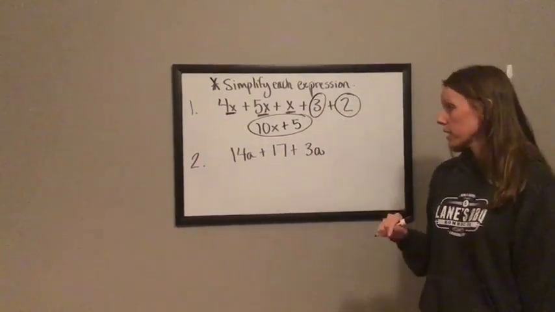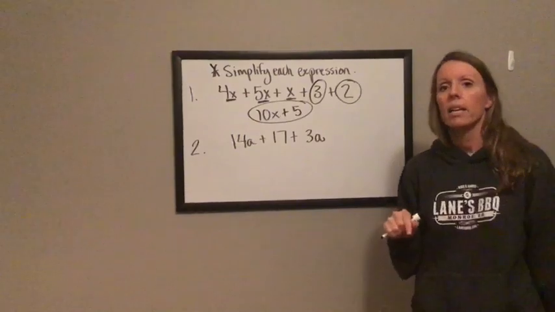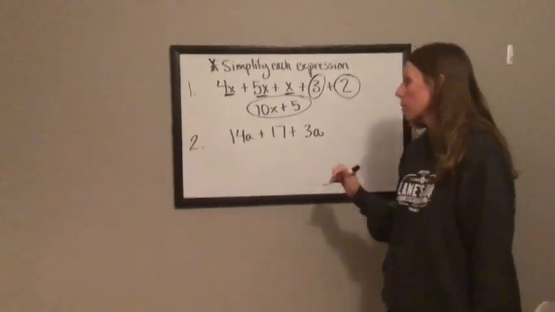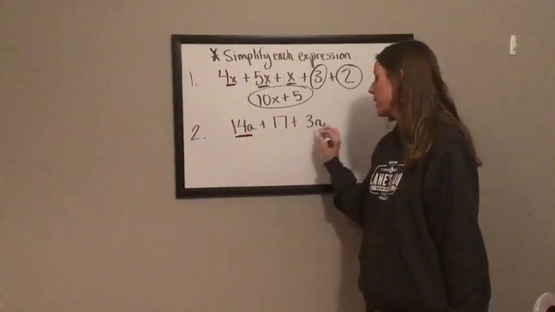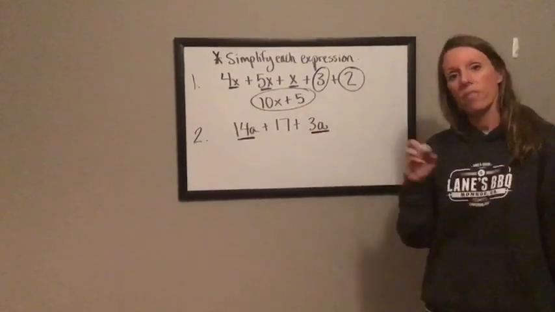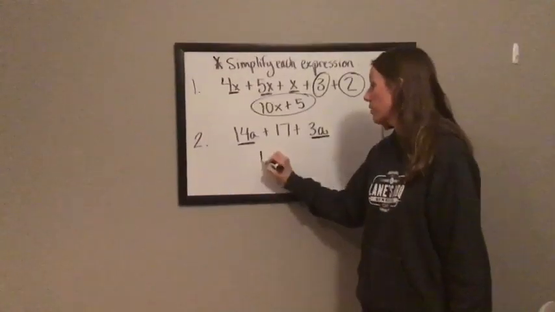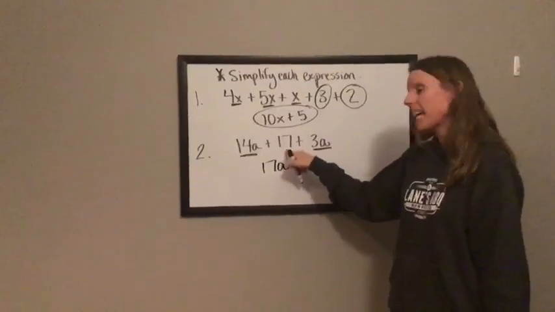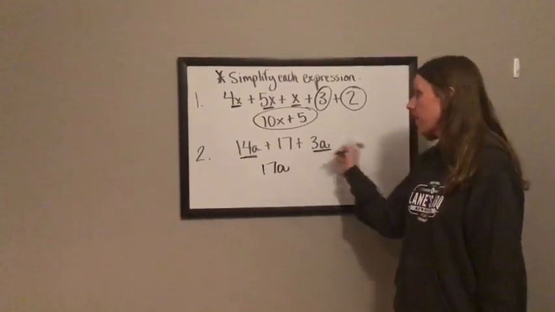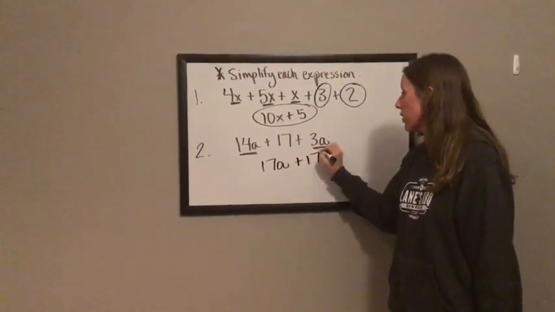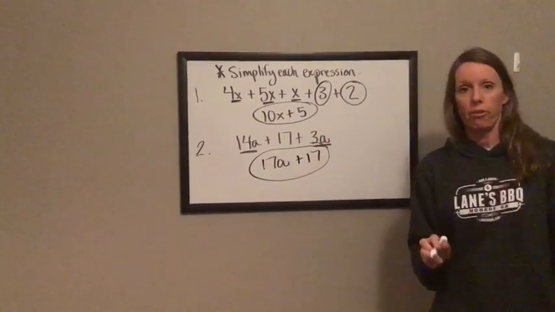All right, let's look at the second one, 14a plus 17 plus 3a. If I combine these, those are my a's. If I have 14 a's and I add 3 a's to it, I would have 17 a's. Then I can't combine the 17 because it's not an a, but it doesn't have any other whole numbers, so I just leave it by itself.